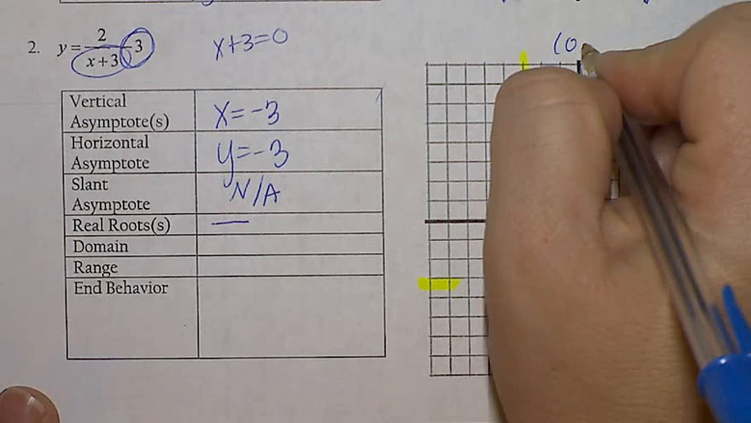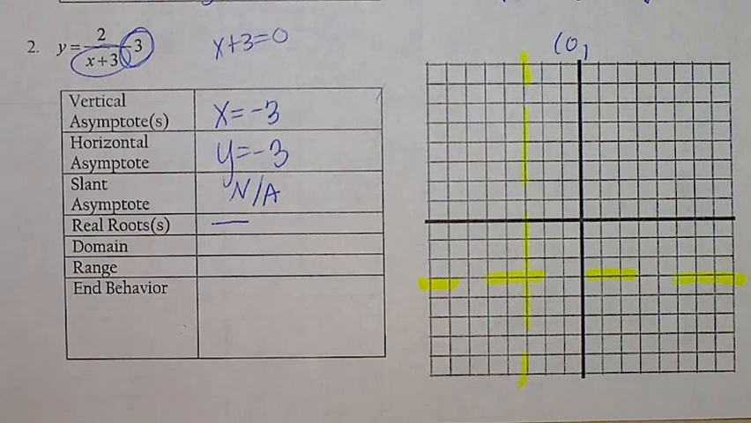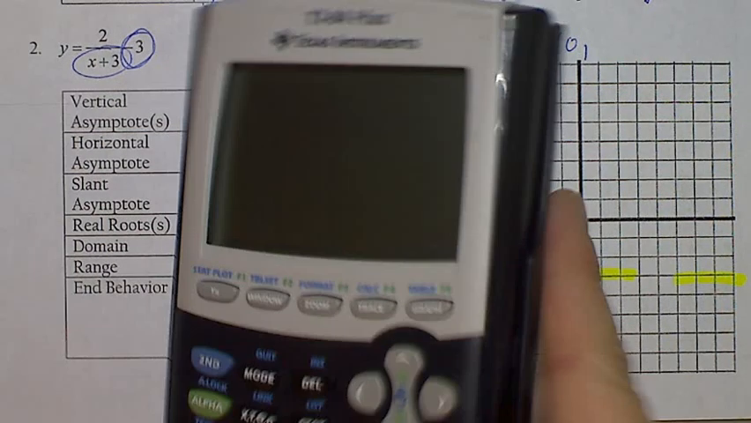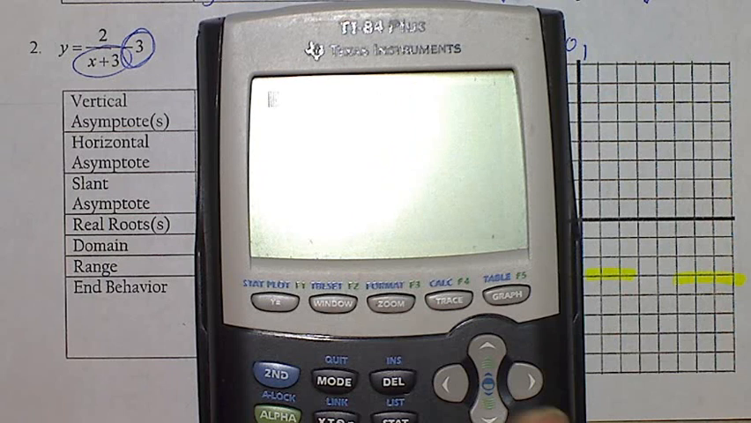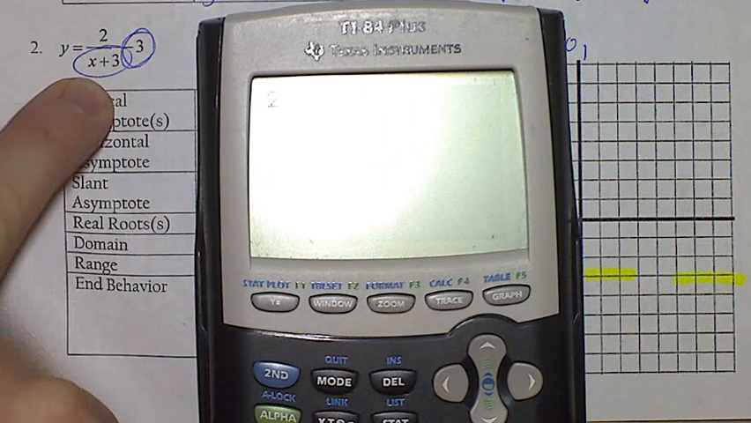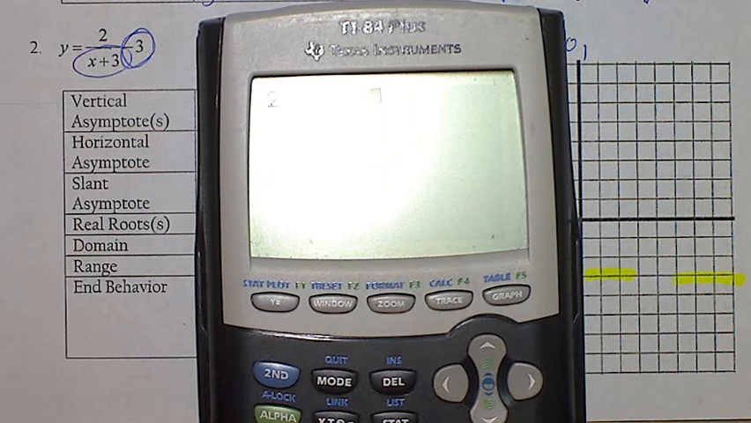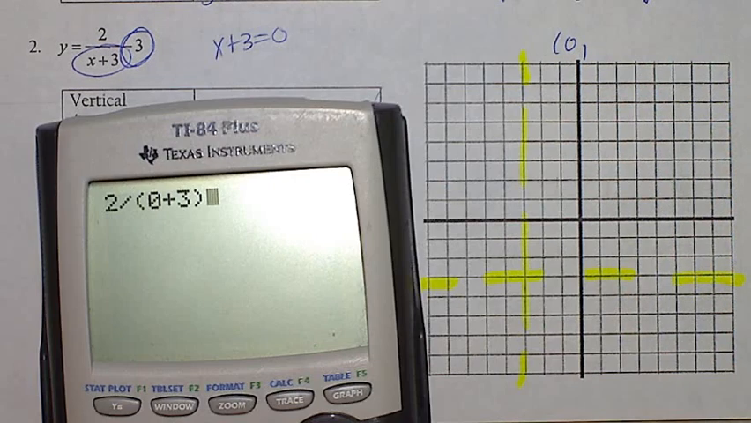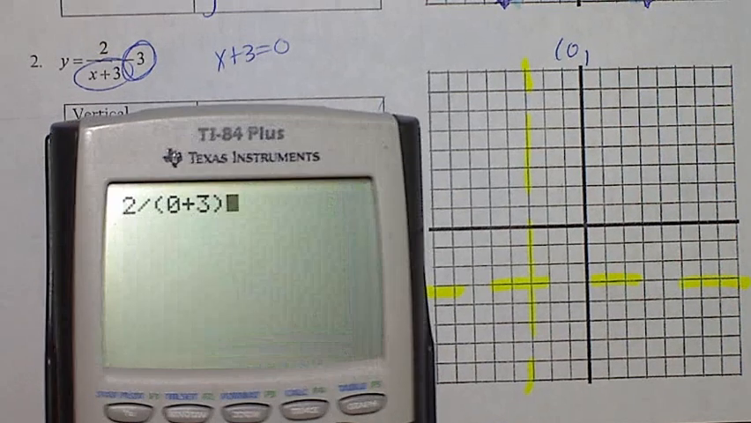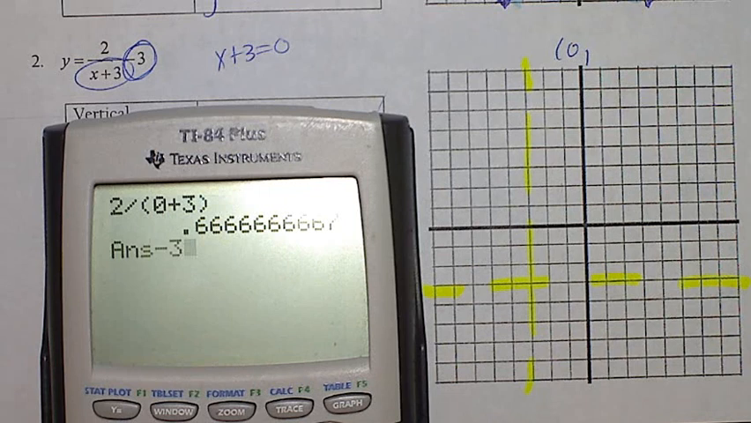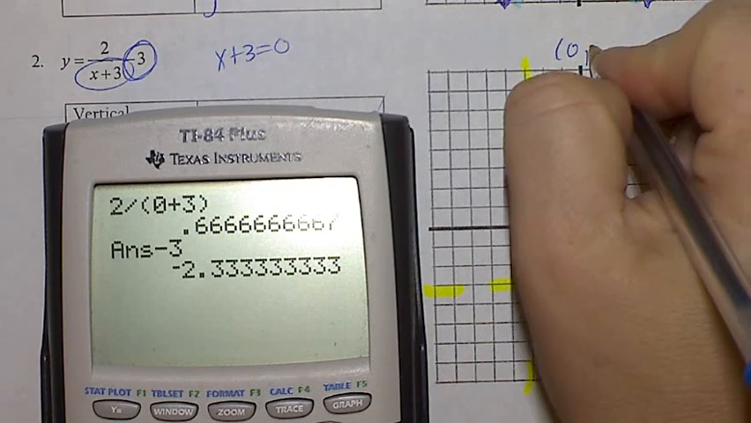Okay, so I'm going to plug 0 in here. So let's grab our calculator. So the first thing I'm going to do is I'm going to substitute a 0 in for x. So it's 2 divided by 0 plus 3. So that's the first part. I'm going to press enter. And then I'm going to subtract the value 3. I just substituted in 0 for x. Now subtract 3. So 0 corresponds with a y value of -2.3 repeating.